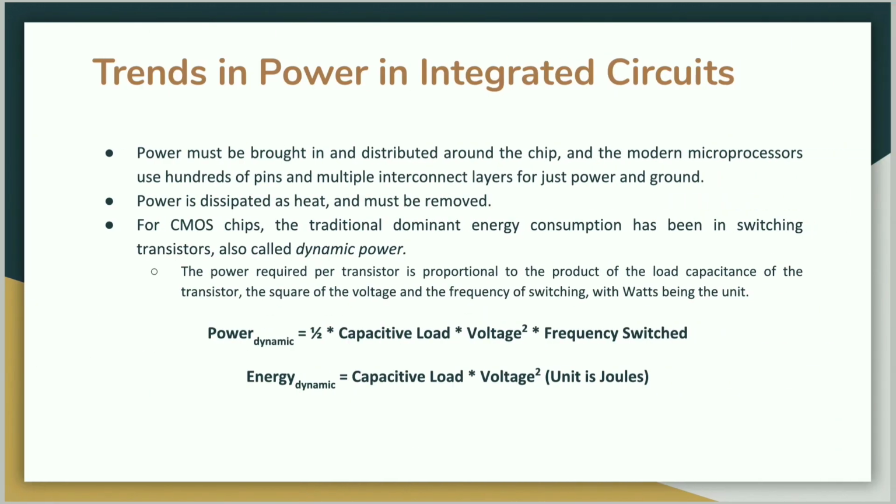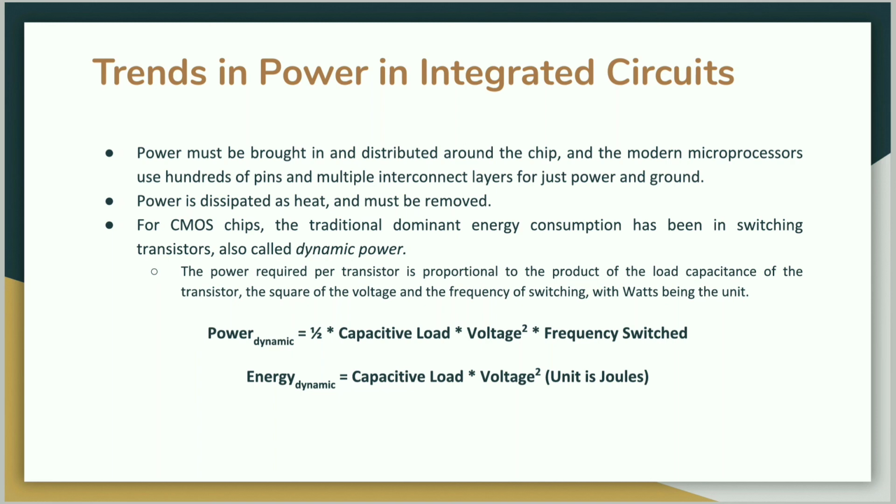Now talking about the trends in power in integrated circuits, we all know that power must be brought in and distributed around the chip. The modern microprocessors use hundreds of pins and multiple interconnect layers just for power and ground. The power is dissipated as heat and therefore it must be removed because overheating can cause issues to integrated circuits. For CMOS chips, the traditional dominant energy consumption has been in switching transistors. This is also called the dynamic power.